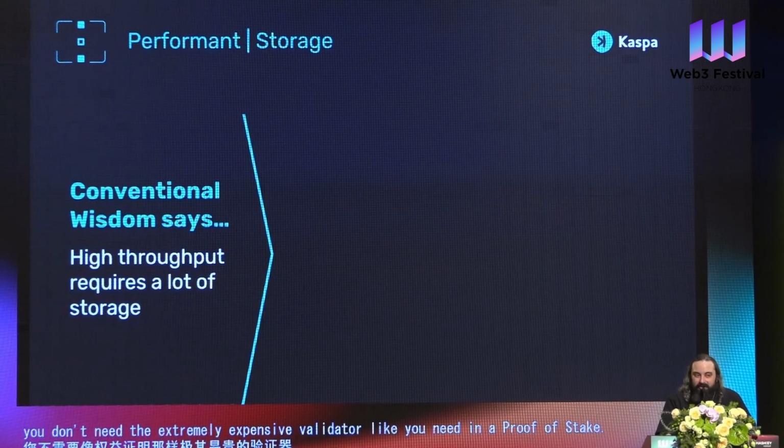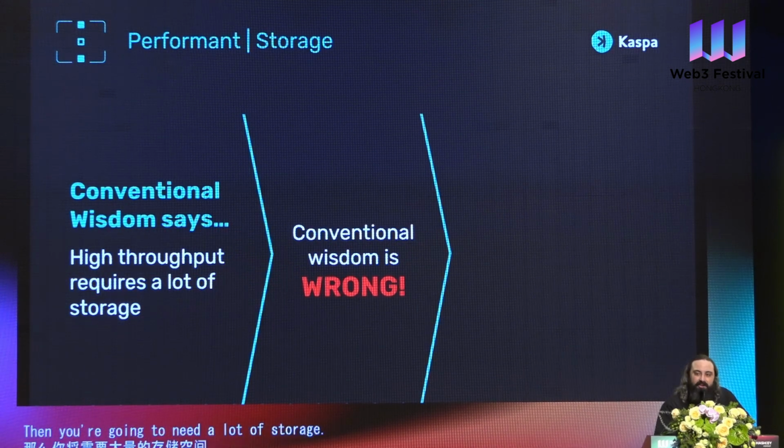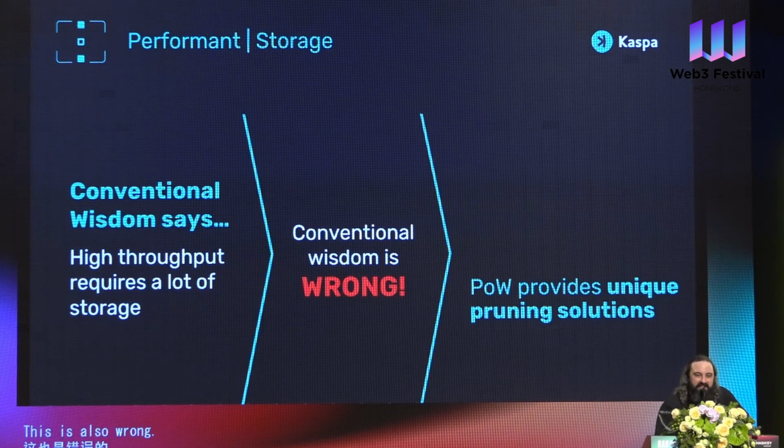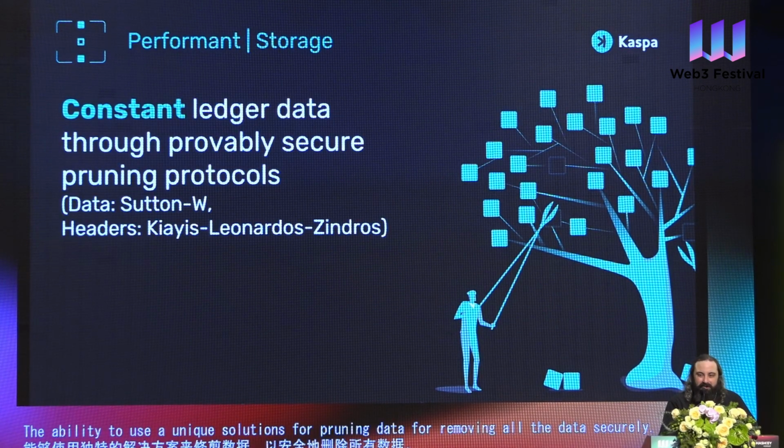The next wrong conventional wisdom is that if you have high throughput, then you're going to need a lot of storage. This is also wrong. Because we use proof of work and not proof of stake, this gives us the ability to use unique solutions for pruning data, for removing old data securely. And we use a protocol invented by Michael Sutton and myself for pruning data securely, and the mining with logarithmic space adapted to DAGs to prune the headers securely.